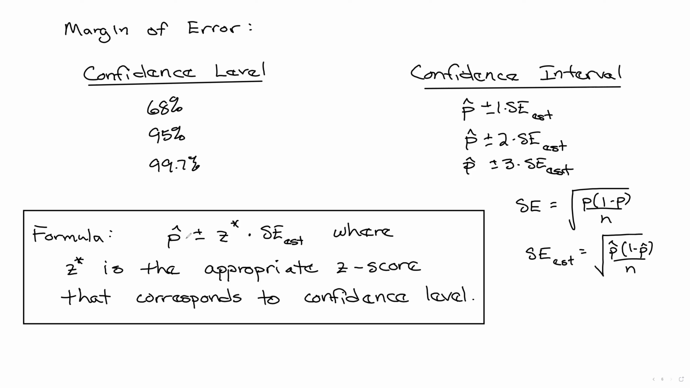You just need to take the result from your survey, figure out what the z-score to use, and then figure out what the standard error is, and you put the three things together and you've got a confidence interval.